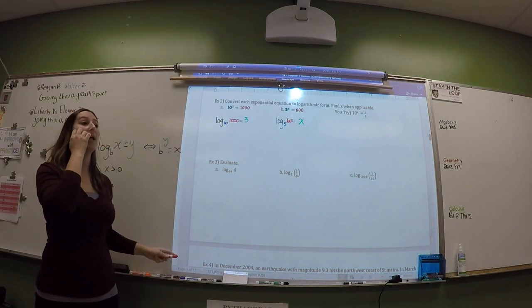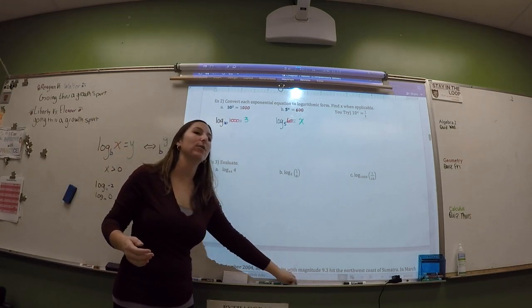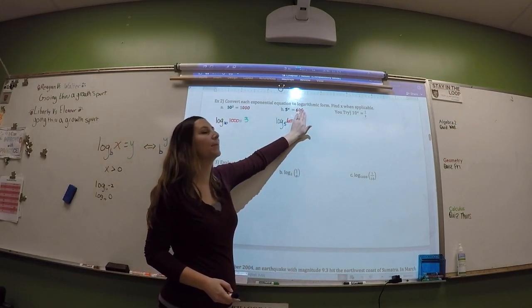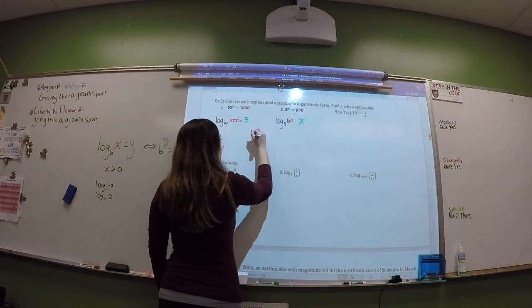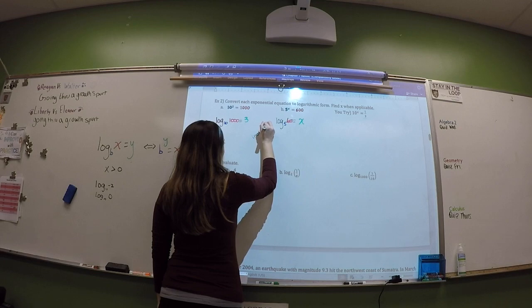Yeah. Now, in order to solve this, you would then go to your calculator and you would type in this, and it would give you the answer, which will be an irrational number, which means you'll have to round.